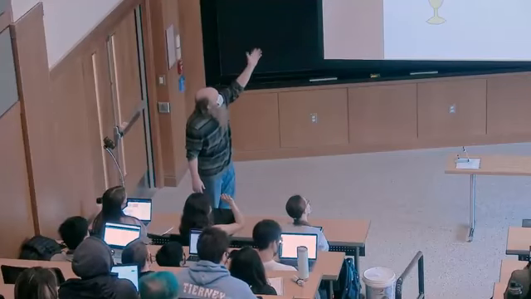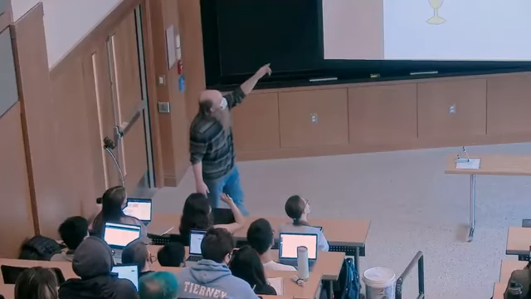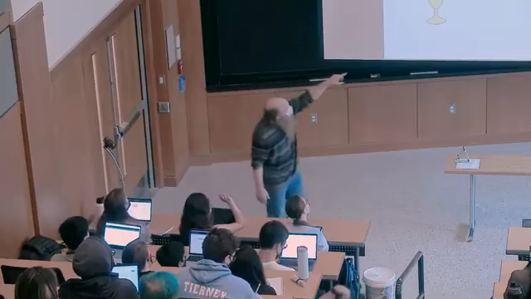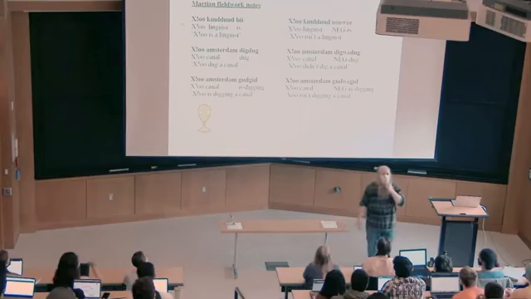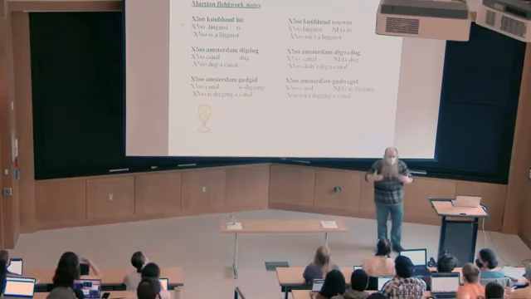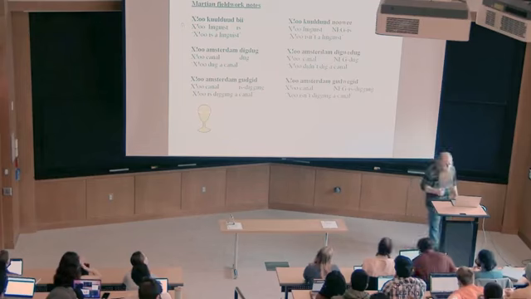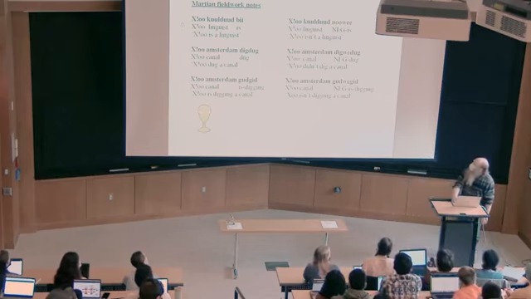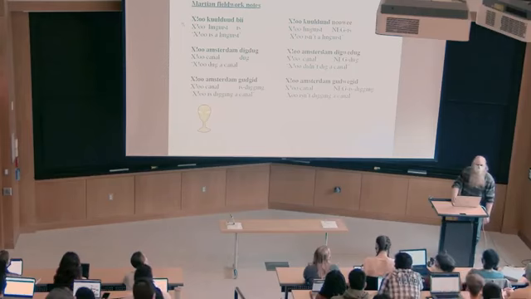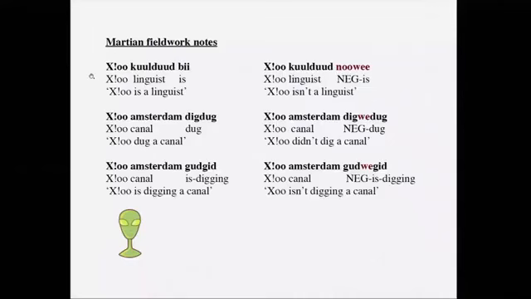Or the way you do ko didn't dig a canal is ko Amsterdam digwedug. So we've changed the verb digdug, which means dug, to digwedug. That makes it negative. So this is a way of gathering bit by bit bits of Martian data. In particular here we're interested in Martian negation, and we're finding things out about how negation is expressed.